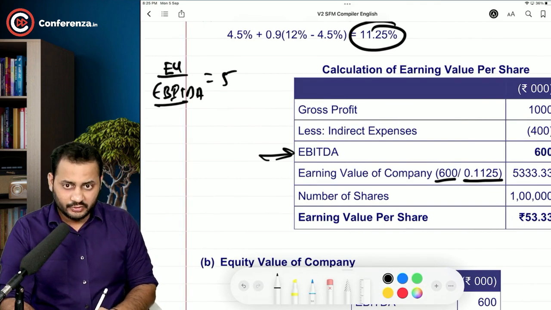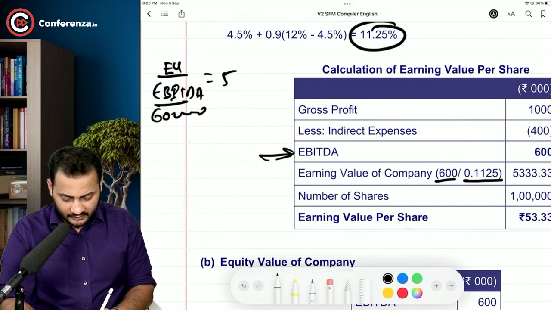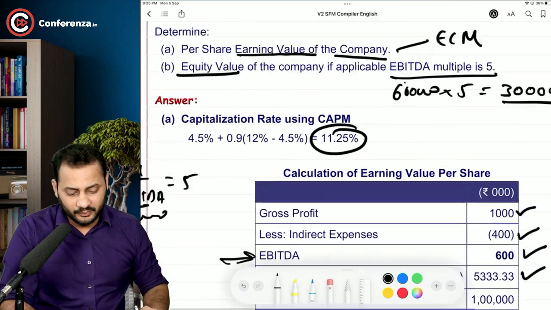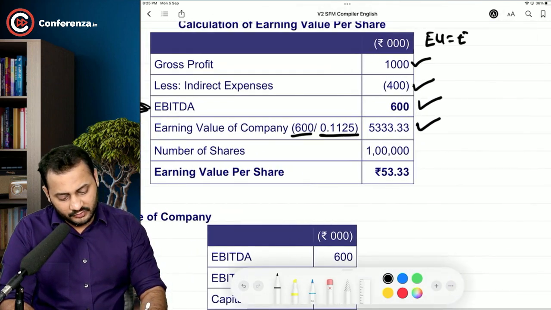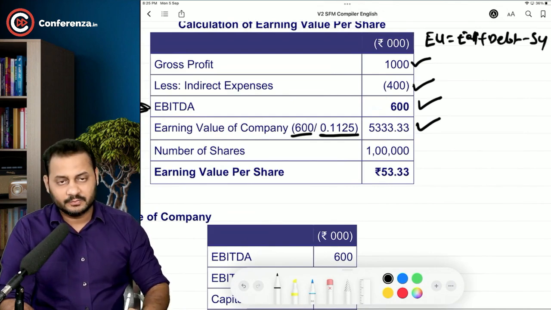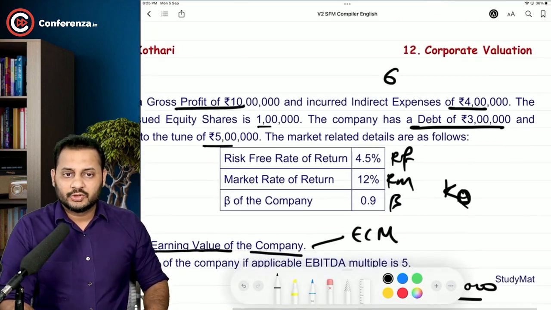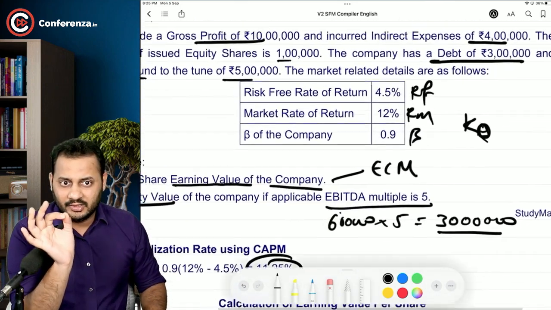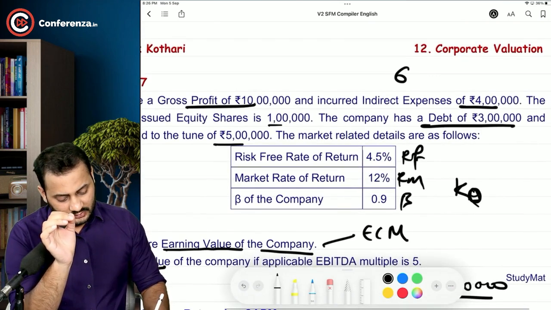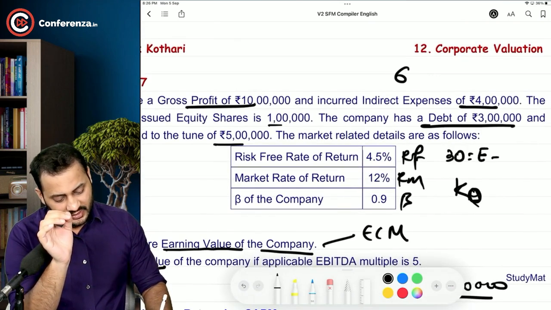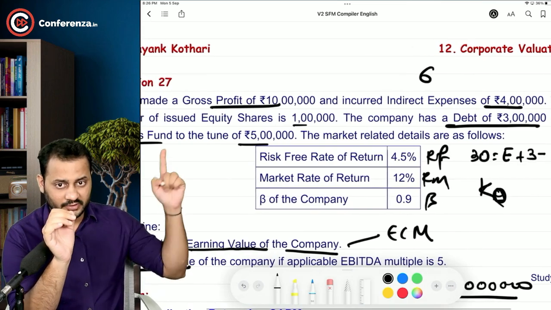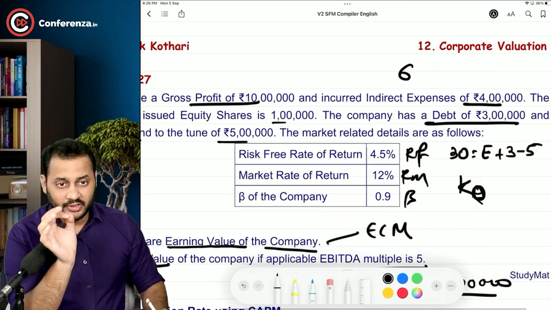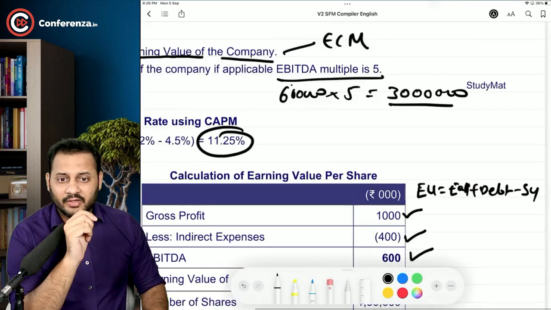EV by EBITDA is 5. So once you write this as 6 lakhs multiplied by 5, you will get the enterprise value. And what is the definition of enterprise value, sir? Enterprise value is equal to equity value plus debt minus surplus funds, because nothing else is given. So 30 lakhs is the total enterprise value. 30 lakhs is equal to equity value plus debt of 3 lakhs and minus surplus funds of 5 lakhs. So you can do this calculation and arrive at the equity value.